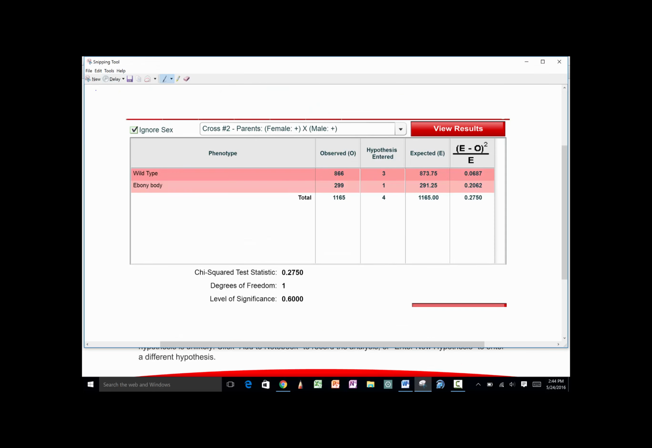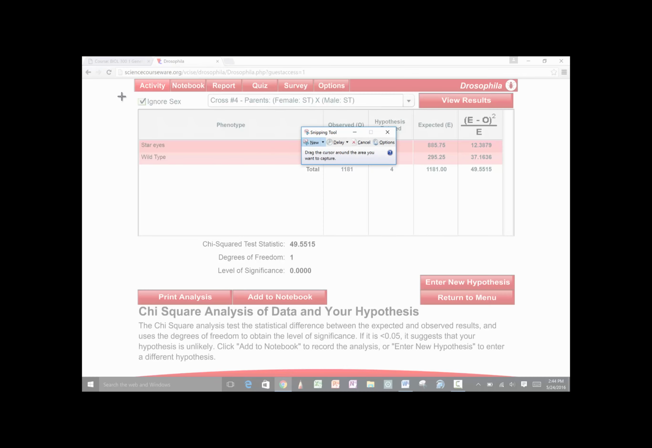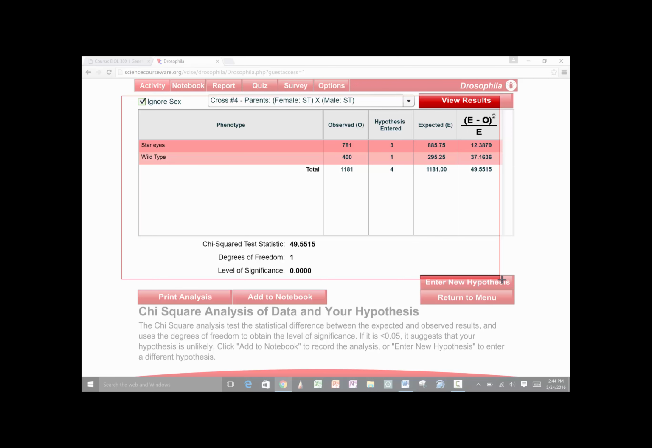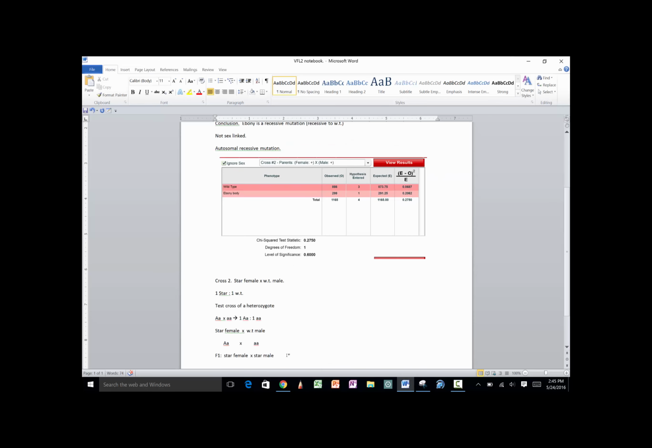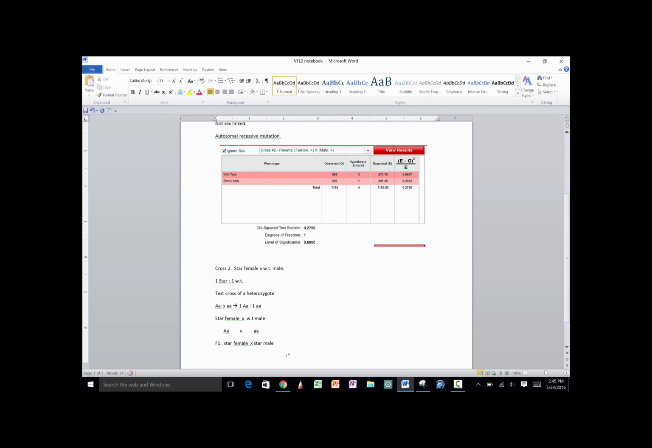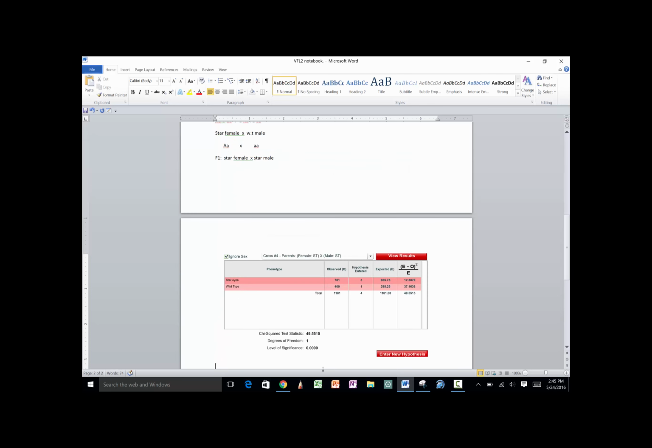Seems like some pretty good data. It's kind of fun. We get to do experiments without waiting 2 weeks between crosses. It's kind of a pain in the neck to do that, but when you're dealing with real organisms, that's how it goes. All right, so we get this. And what do we conclude from that? We reject the 3-to-1 hypothesis.